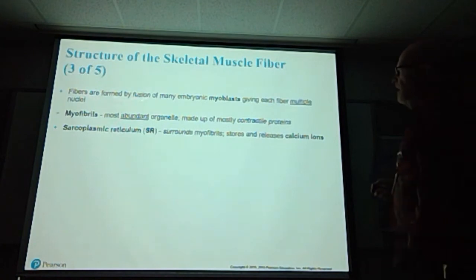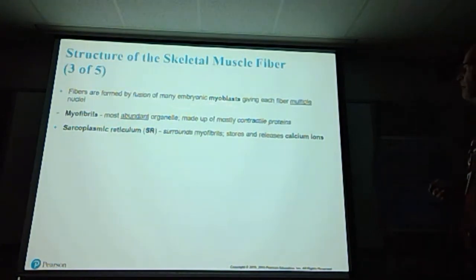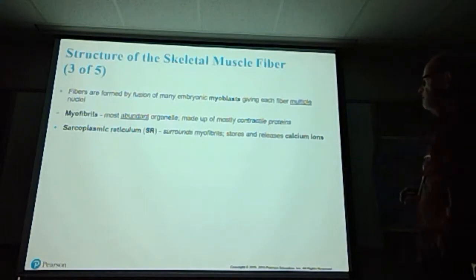The fibers are formed by fusion of many embryonic myoblasts. Remember, blast refers to an immature cell, giving fibers multiple nuclei. So many of these will come together to form a single fiber. The myofibril is the most abundant organelle. It's made up mostly of contractile proteins. The sarcoplasmic reticulum surrounds the myofibrils, stores and releases calcium ions. Later on, we will talk about calcium.